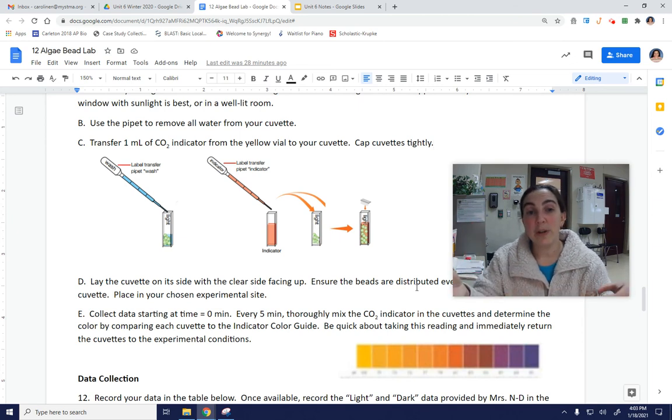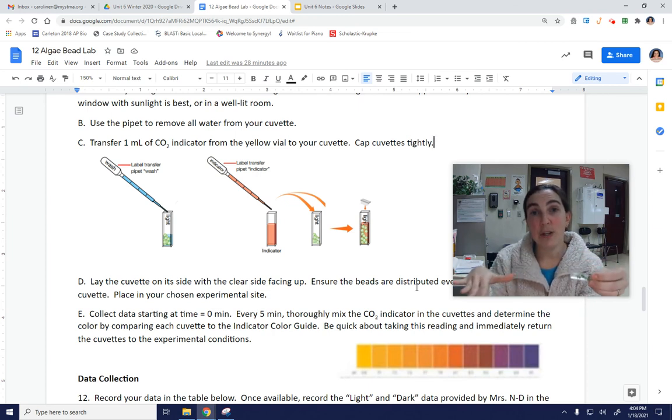Once you've decided where you're going to put it, make sure when you set your cuvette under the light that the clear side is up. If you look at these, two of the sides are really clear and the other sides have some lines. Those lines will actually block some of the light. So make sure one of the clear sides is up, and also make sure that all of your algae beads are laying flat across the bottom. They're not stacked up on top of each other. So just shake it around until they're all laying flat so they get as much light as possible.